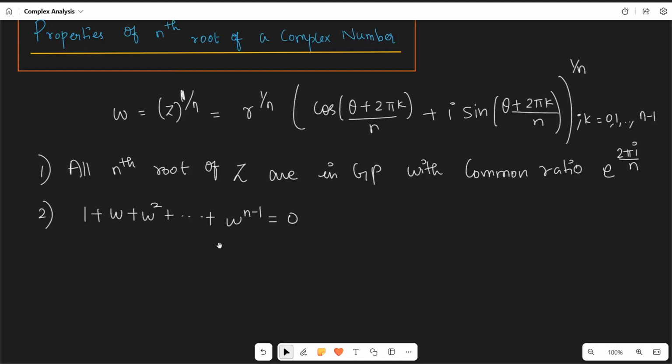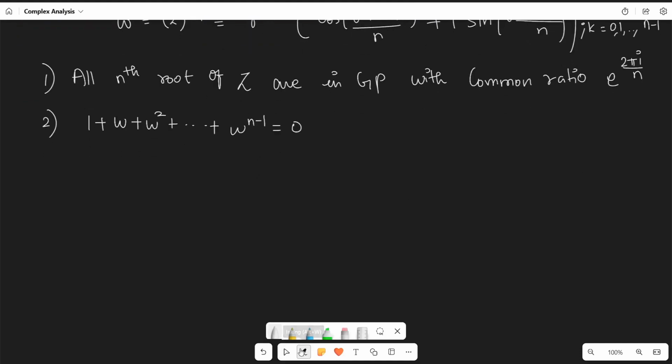Next, the third property: the product of all nth roots of z, that is 1 into omega into omega squared so on till omega power n minus 1, is actually minus 1 the whole power n minus 1 into z.